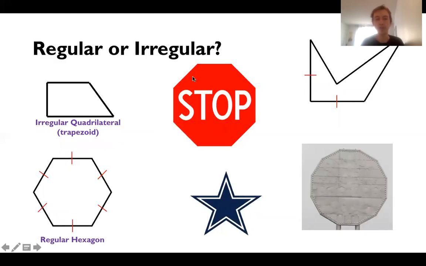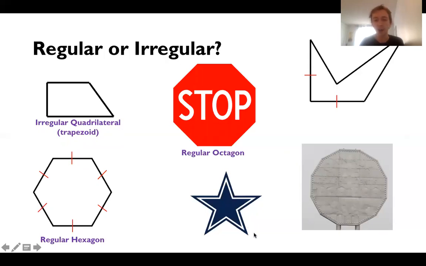We're going to make the same assumption for the stop sign here. All 8 sides are exactly the same. Every angle where I'm moving my little cursor right now is exactly the same. So it is a regular octagon. Octagon means 8 sides.